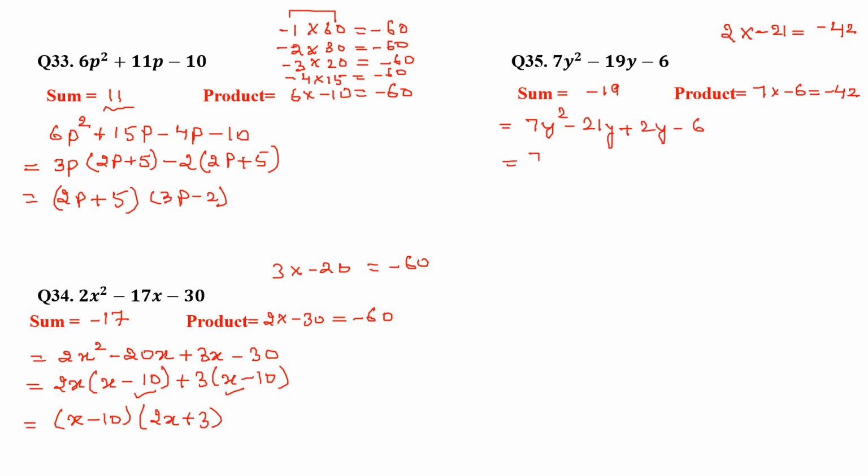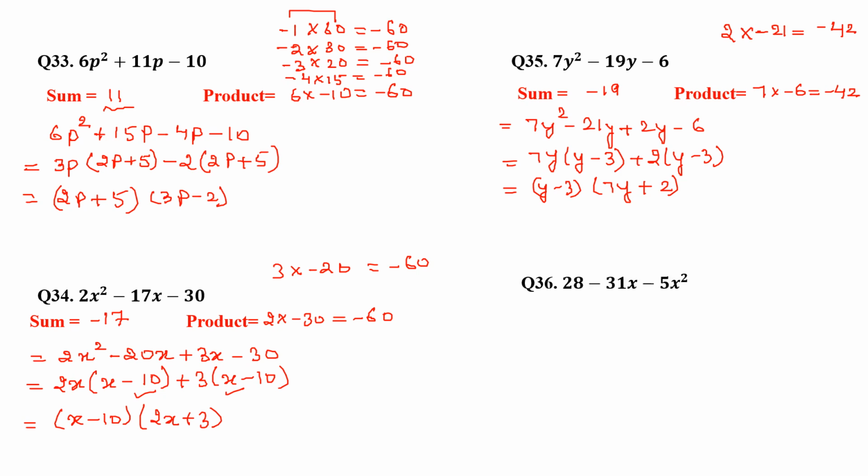Now take common 7y, so it will be y minus 3. In the last two terms, I can take 2 common, it will be again y minus 3. So y minus 3 is present in both the terms, I can take common. So I will be left with 7y in the first term and plus 2 in the second term. So this is the factorization. Now moving to the next question.